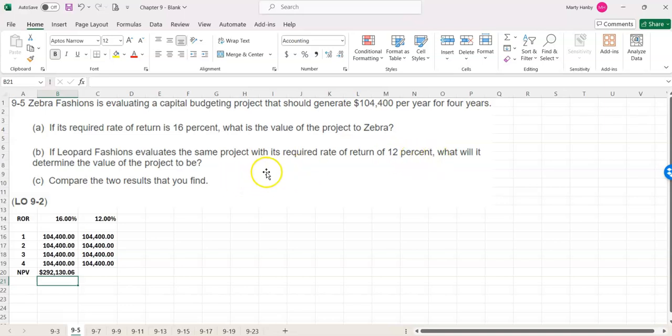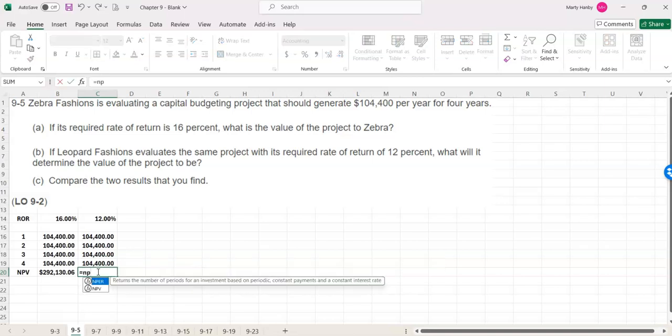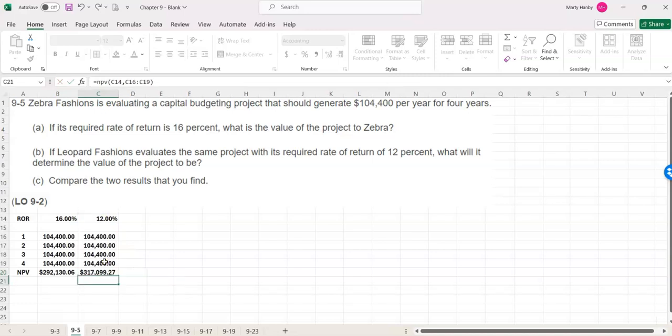So next we have Leopard Fashions evaluates the same project with its required rate of return of 12%. What will it determine the value of the project to be? So a lower required rate of return means the value of the project is going to be greater to Leopard Fashions. I could just copy this over, hit Control C, Control V, and move the cursor to right here, but equals NPV, so rate, comma, and highlight the cash flows, hit return.